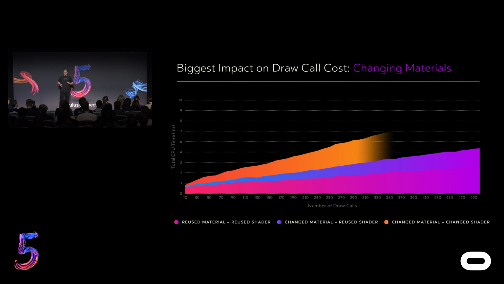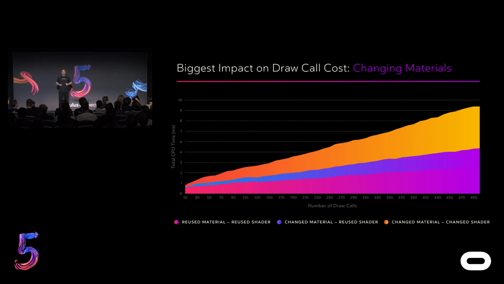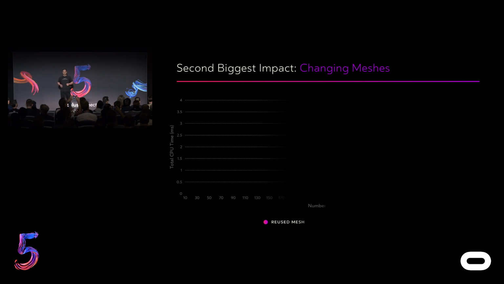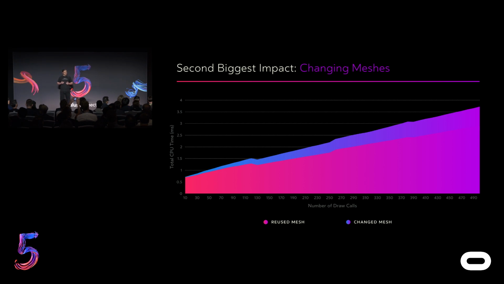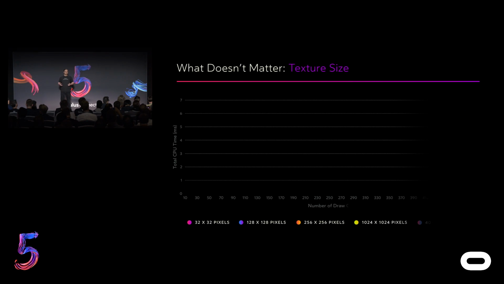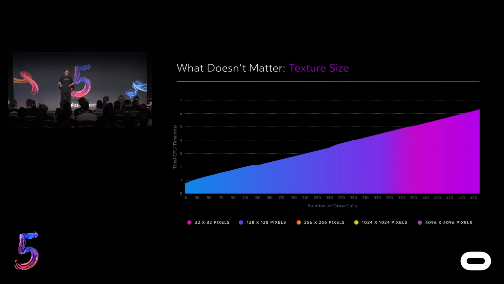The biggest impact on performance for a draw call is going to be changing materials. There's a lot of state that needs to be rebound, a lot of state that needs to be changed. So you want to avoid changing materials as much as possible, and draw things with the same material as much as possible. Second biggest cost: changing meshes. This goes into actually merging meshes, right? You can merge most of your static meshes, so you can avoid changing meshes. There are a couple of things that don't really impact the draw call, like texture size.